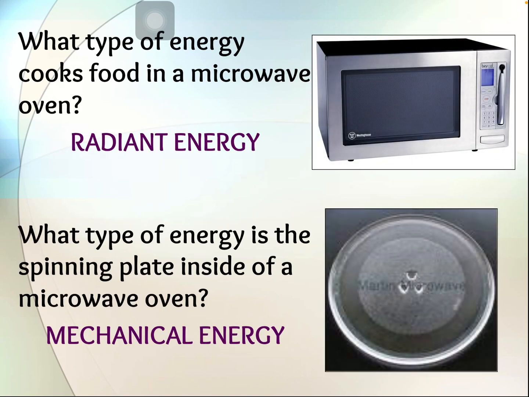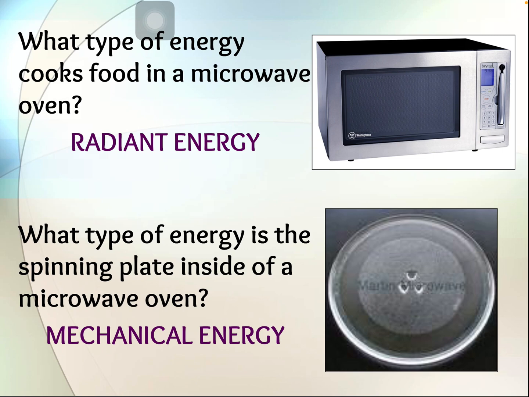All right, so let's think about a few examples just to go through and review. What type of energy cooks food in a microwave oven? All right, and the answer is radiant energy, which is also similar to light, right? Sometimes we call that light energy. Those waves come out and they hit the object that is in there and cause the atoms to vibrate. They energize them, giving them heat, right? Creates thermal energy.